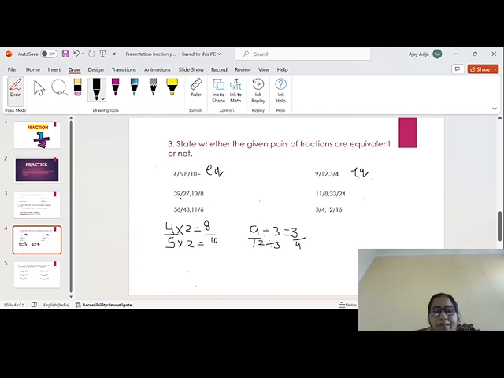Now third part, 39 by 27. Because we are moving from bigger values to smaller values, we have to do division here. So we will find the number such that if we divide 39 by that number, we will find 13. So 39 when divided by 13, we will get 3.